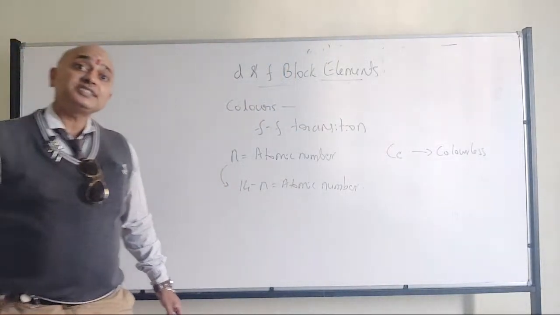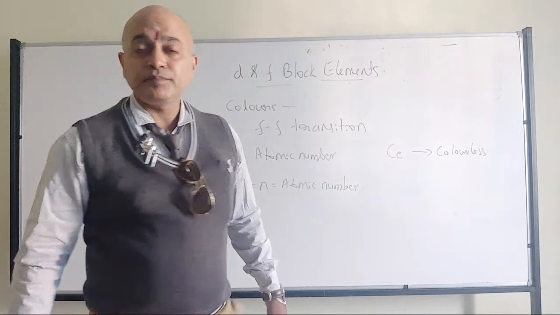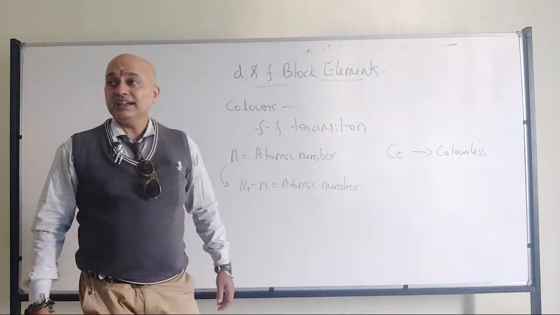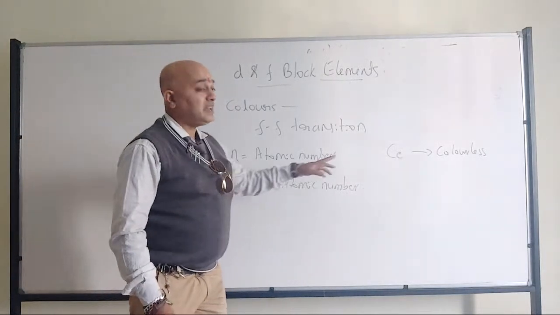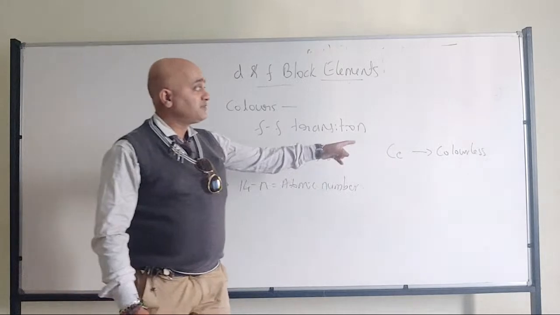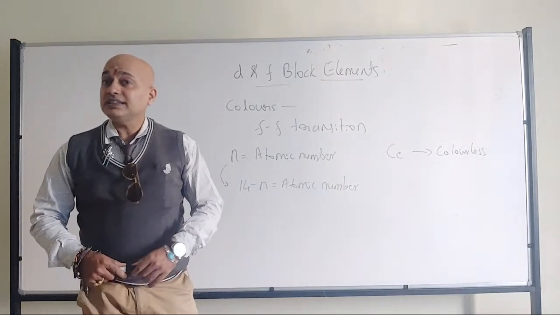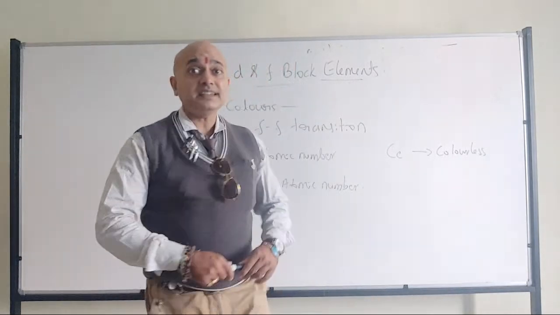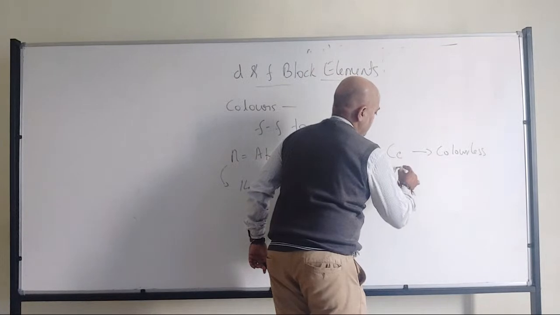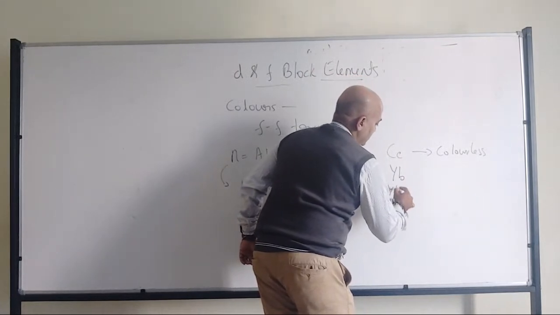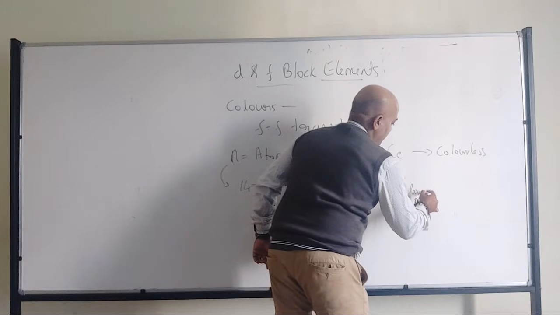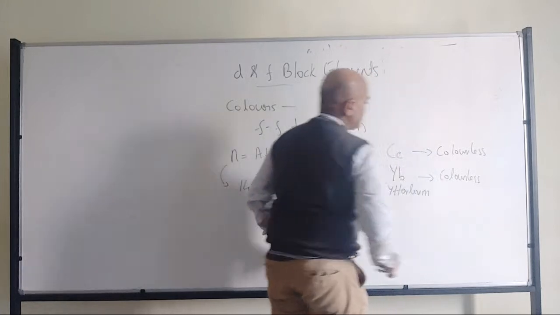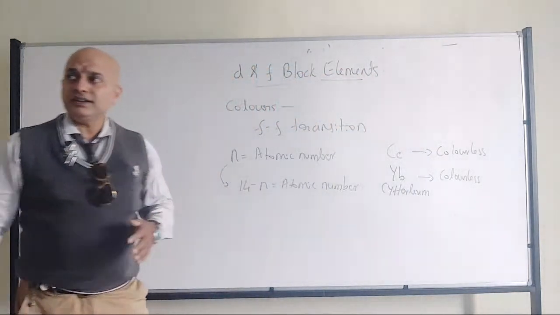Now which should be the next element which will be colorless? That will be 14 minus n. Cerium is the first element, so the 13th element, that is ytterbium, will also be a colorless element. Got my point? This is an example.